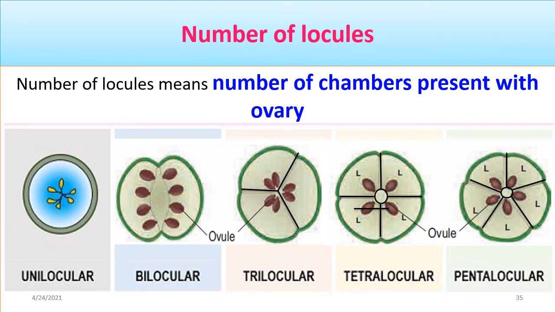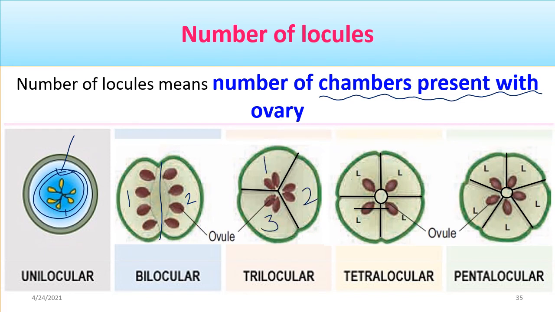Then number of locules. Locules simply means number of chambers present within the ovary. Now if you look here, only one chamber is there throughout. If you look here, this is 1 and this is second. If you look here, 1, 2 and 3. Here 1, 2, 3 and 4. Here it is 1, 2, 3, 4 and 5. So it is unilocular, bilocular, trilocular, tetralocular and pentalocular.